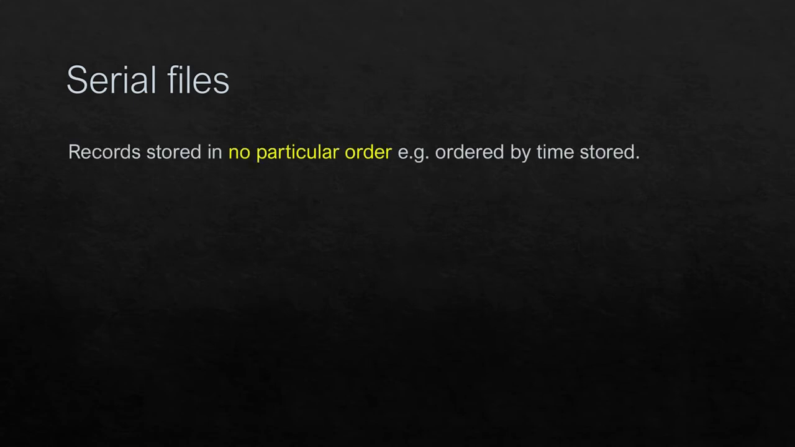First of all, serial files. These are the simplest. The data is simply stored in no particular order. It's not ordered, it's usually just added to the file in chronological order. So the ordering of the data depends on the time when the record was stored. Beyond that, there is no order to the data in the file.